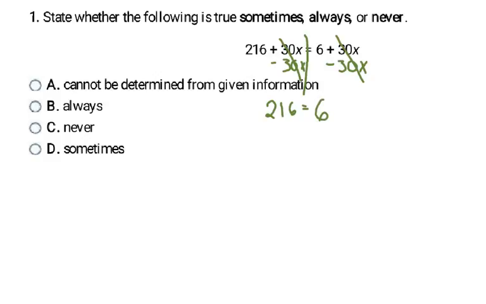This is what I mean when your variables disappear. They all cancel out when I try to combine like terms, and I'm left with a statement that doesn't make sense. 216 does not equal 6. So this is going to be never true.